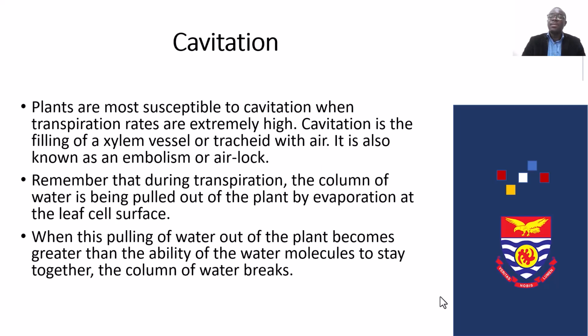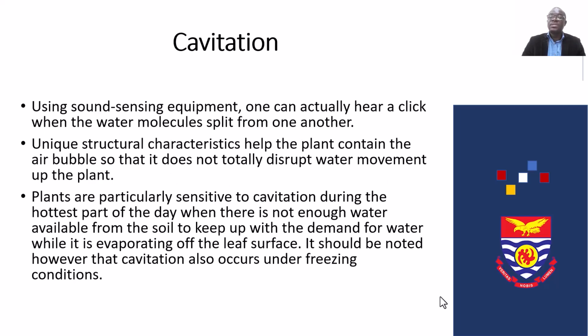Cavitation. Plants are most susceptible to cavitation when transpiration rates are extremely high. Cavitation is the filling of a xylem vessel or trachea with air. It is also known as an embolism or airlock. Remember that during transpiration, the column of water is being pulled out of the plant by evaporation at the leaf cell surface. When this pulling of water out of the plant becomes greater than the ability of the water molecules to stay together, the column of water breaks. Using sound sensing equipment, one can actually hear a click when the water molecules split from one another.